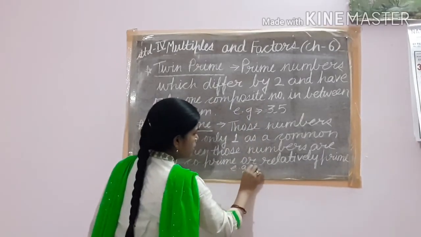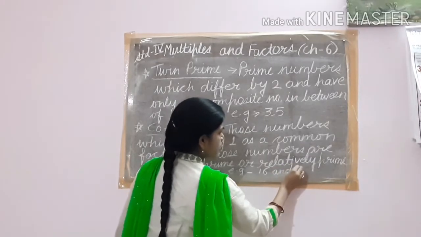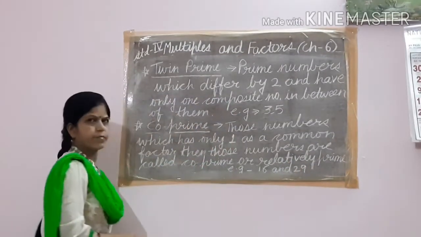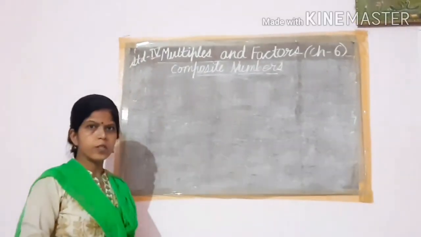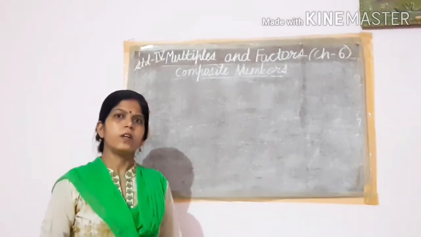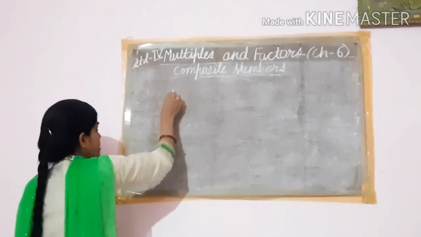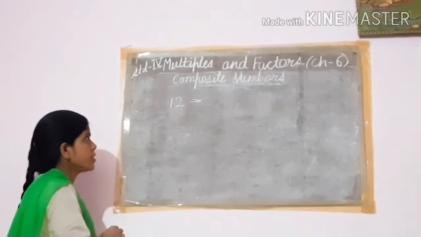Example: 16 and 29. Children, how to recognize composite numbers. Every even number other than 2 is a composite number. Like take example 12. It is an even number.